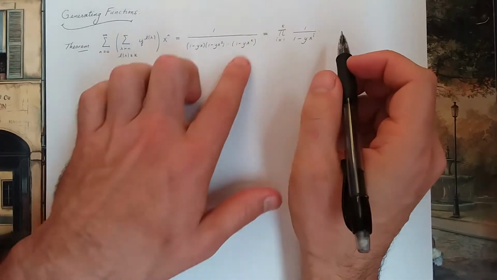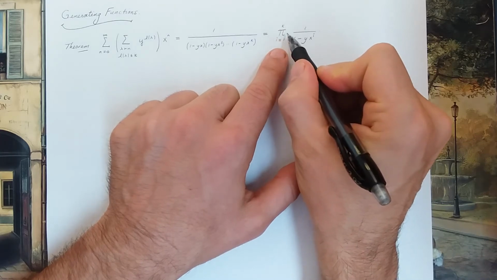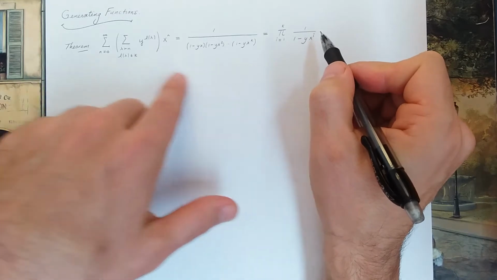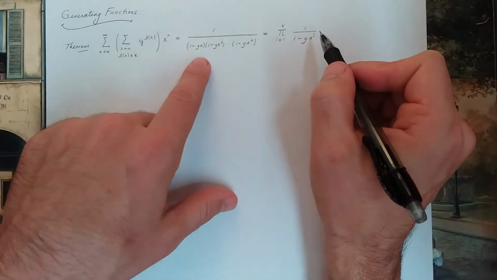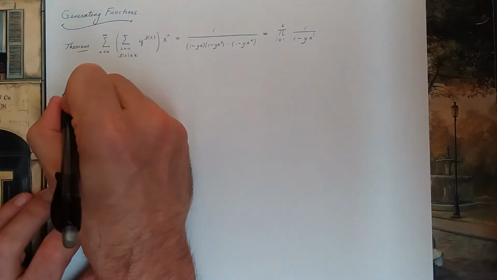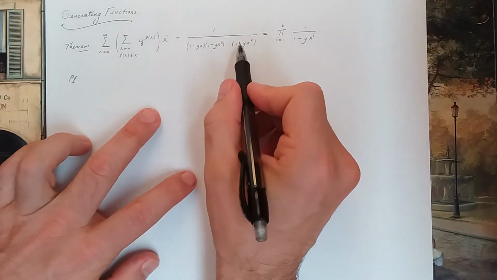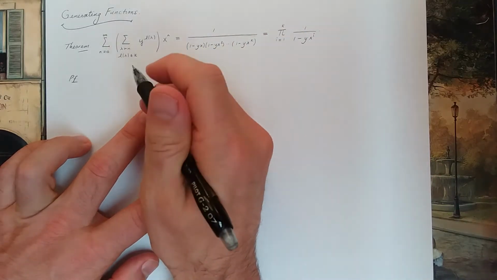Now, if you haven't seen this notation before, this is a capital pi, and it means to multiply all these terms together instead of summing them if I wrote a capital sigma. So let's prove this theorem. The proof really just comes from expanding each term in this product as a geometric series.